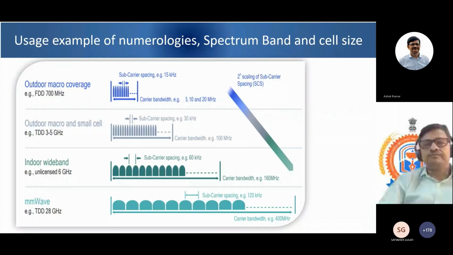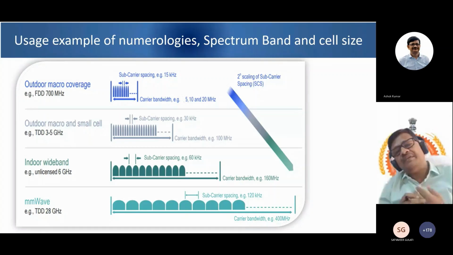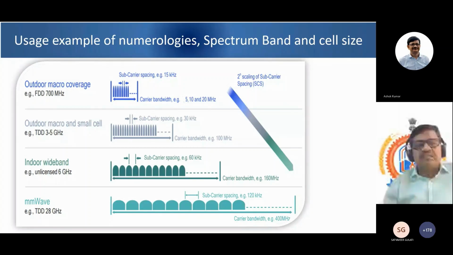Okay, this is a very interesting slide, and this is taken from one of the white papers which Qualcomm has released. Now that we have understood subcarrier spacing, RB, and different frequency ranges which we use in 5G, this gives a snapshot of how these different subcarrier spacings and frequency bands are used in combination.